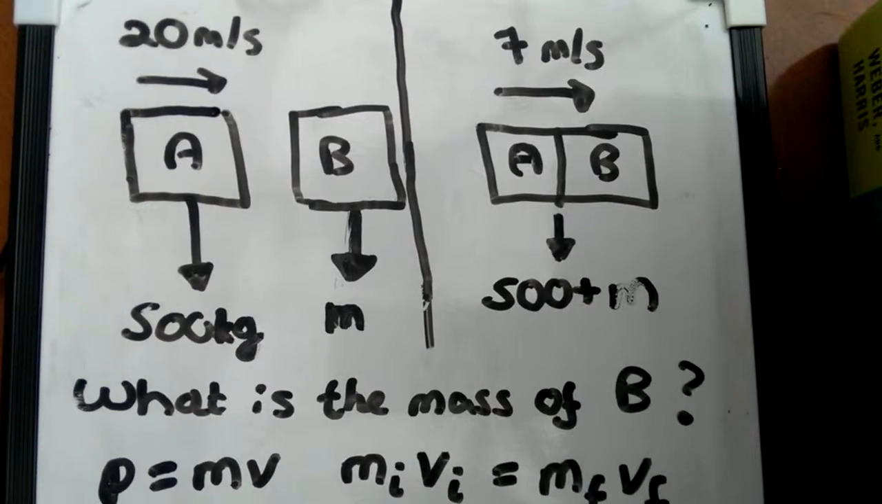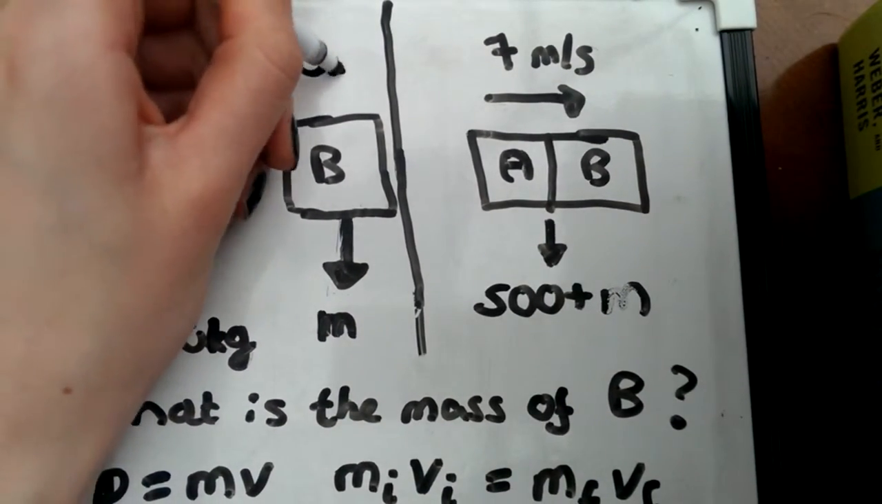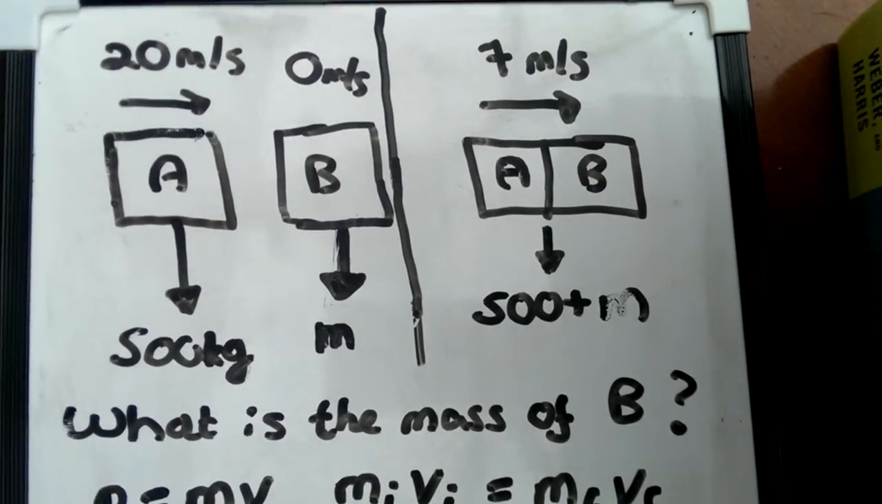Okay, I'm going to go through a question now which uses the law of conservation of momentum to find the mass of an object. So we've got our scenario here. We have an object A which is moving at 20 meters per second, and A has a mass of 500 kilograms. And this is heading towards object B, which is stationary, so this is moving at 0 meters per second. And object B has an unknown mass.